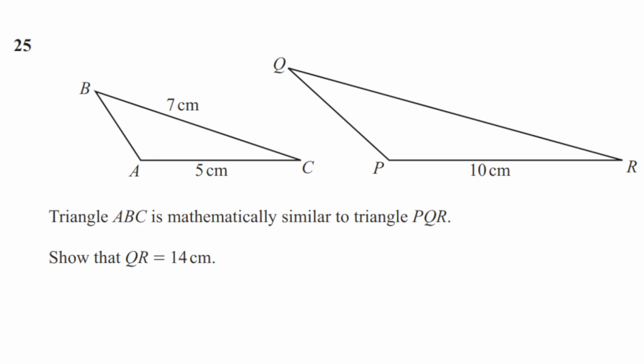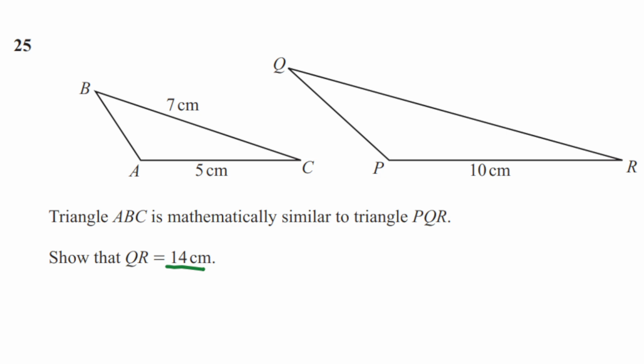Question 25 is 1 mark and many students lose this mark. Why? Let's look at the question. The question says triangle ABC is mathematically similar to triangle PQR. So these triangles are similar. Show that QR equals 14.